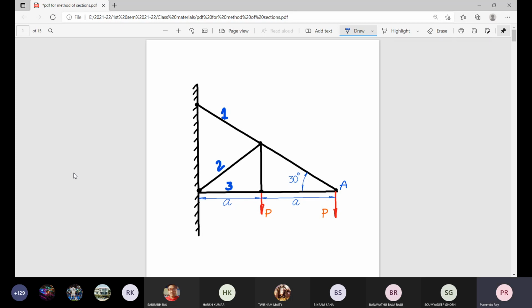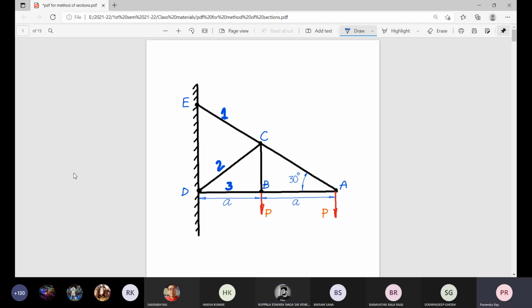Now, what is the name of the joint? This joint is B. Here it is C. Maybe this is D and this is E. Right? The DB and AB are same. Forces in DB and AB are same.